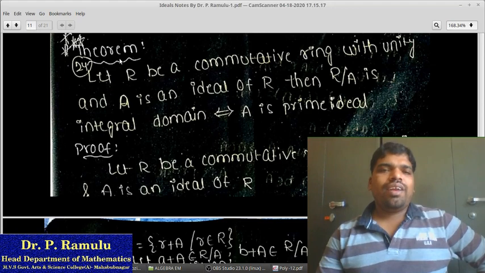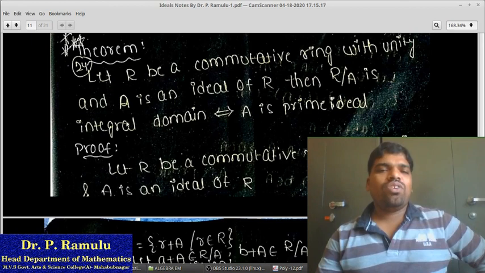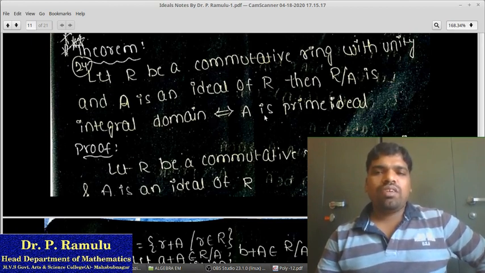Theorem. Let R be a commutative ring with unity and A an ideal of R. Then R/A is an integral domain if and only if A is a prime ideal. So I am taking: let R be a commutative ring with unity and A an ideal of R. First I assume R/A is an integral domain and show A is a prime ideal. Next I assume A is a prime ideal and prove that R/A is an integral domain.